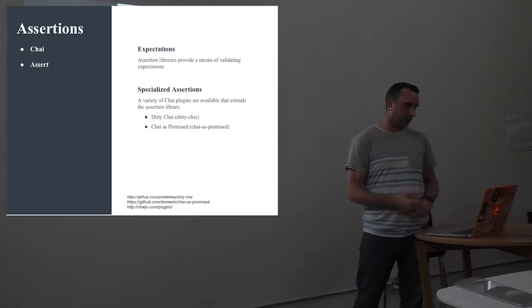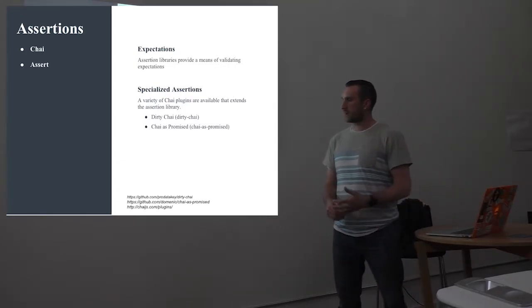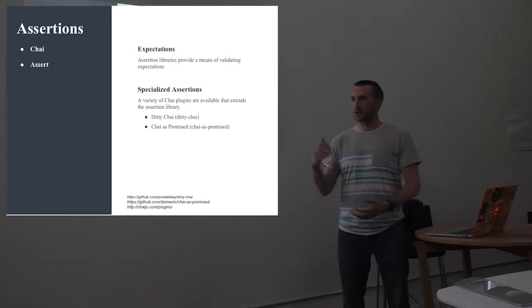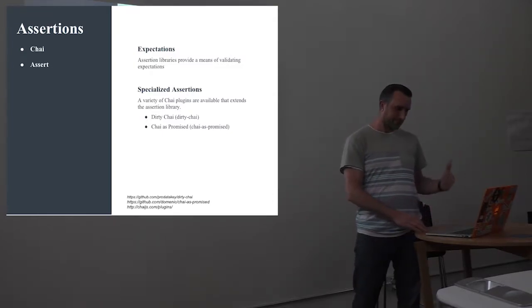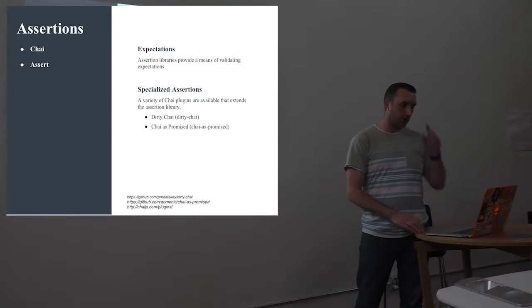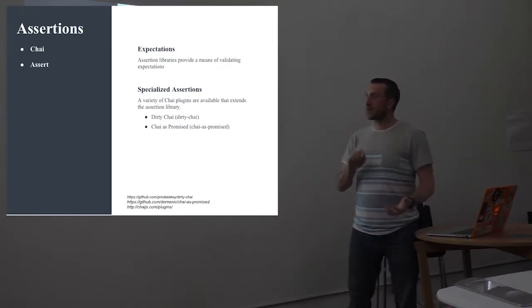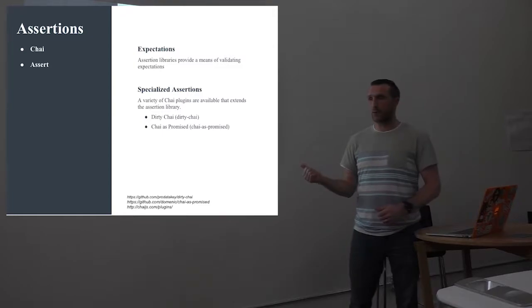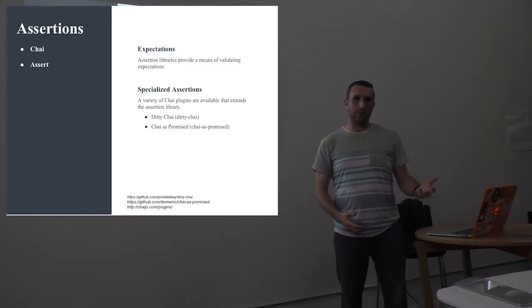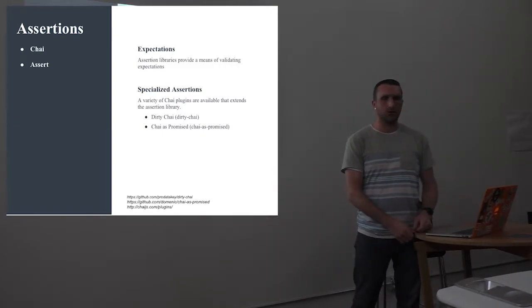So assertions. Assertion libraries allow you to validate what's happening. If you've heard of "I expect this to happen," and you saw in my example, I expect a method to exist, that's what the assertions do. Specialized assertions are available. Chai provides plugins. Chai is an assertion engine that we'll cover in a bit. These plugins allow you to assert on different types of things. One that's really common is Chai as Promised. You can assert that your promises are eventually going to return something. So it's a way to test promises and stuff like that.